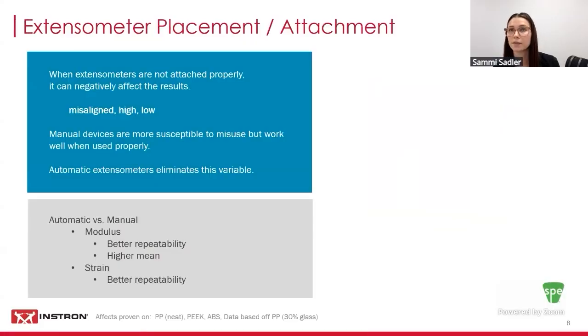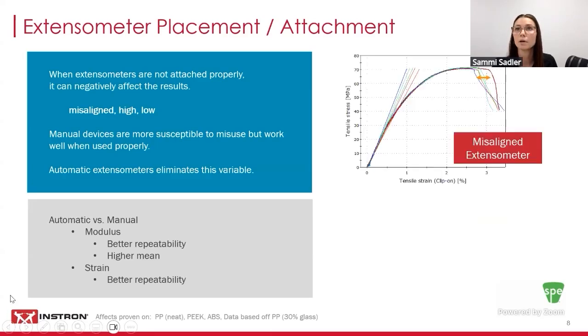Another factor that can lead to variability is extensometer placement on the material. Another study that we conducted here was to compare a purposely misaligned clip-on extensometer to an automatic extensometer. To begin the study, we ran a series of tests on a group of specimens with the clip-on extensometer that was intentionally misplaced on the material. As you can see, there's a lot of inconsistency within this data as well, specifically within our modulus data as shown by the circled area.